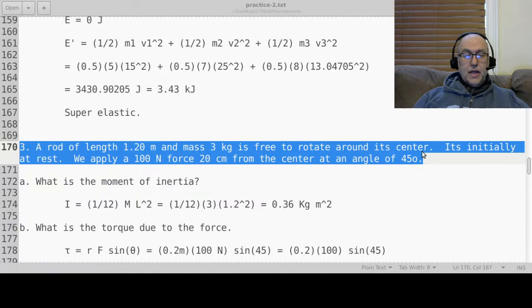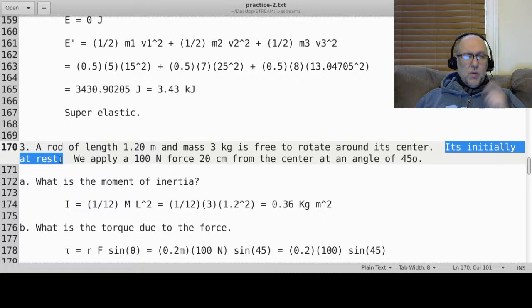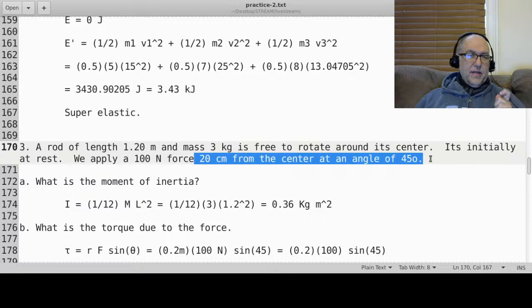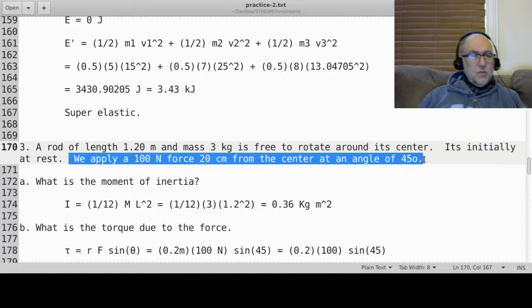I talked about a rod rotating around the middle. The other one was a rod rotating around one of the endpoints, like this. But this one is rotating through the middle. It's initially at rest, and what we're going to do is apply a 100 Newton force 20 centimeters from the center at an angle of 45 degrees. This might be a little hard to picture right now, so I'll draw a picture when we get there.